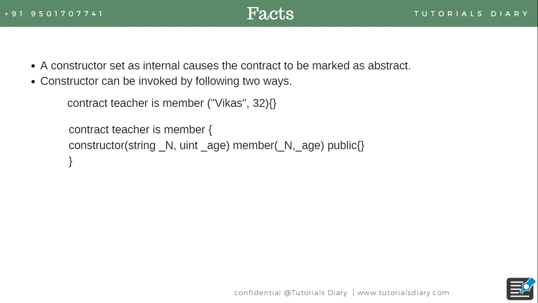So now constructor can be used in two ways, which we are talking about here. The first way is that you are inheriting the member smart contract in a teacher, and at the same time you are also initializing that member instance. So we are passing two values here, name and age, and that will call the constructor of the member smart contract, and these values will be passed there.